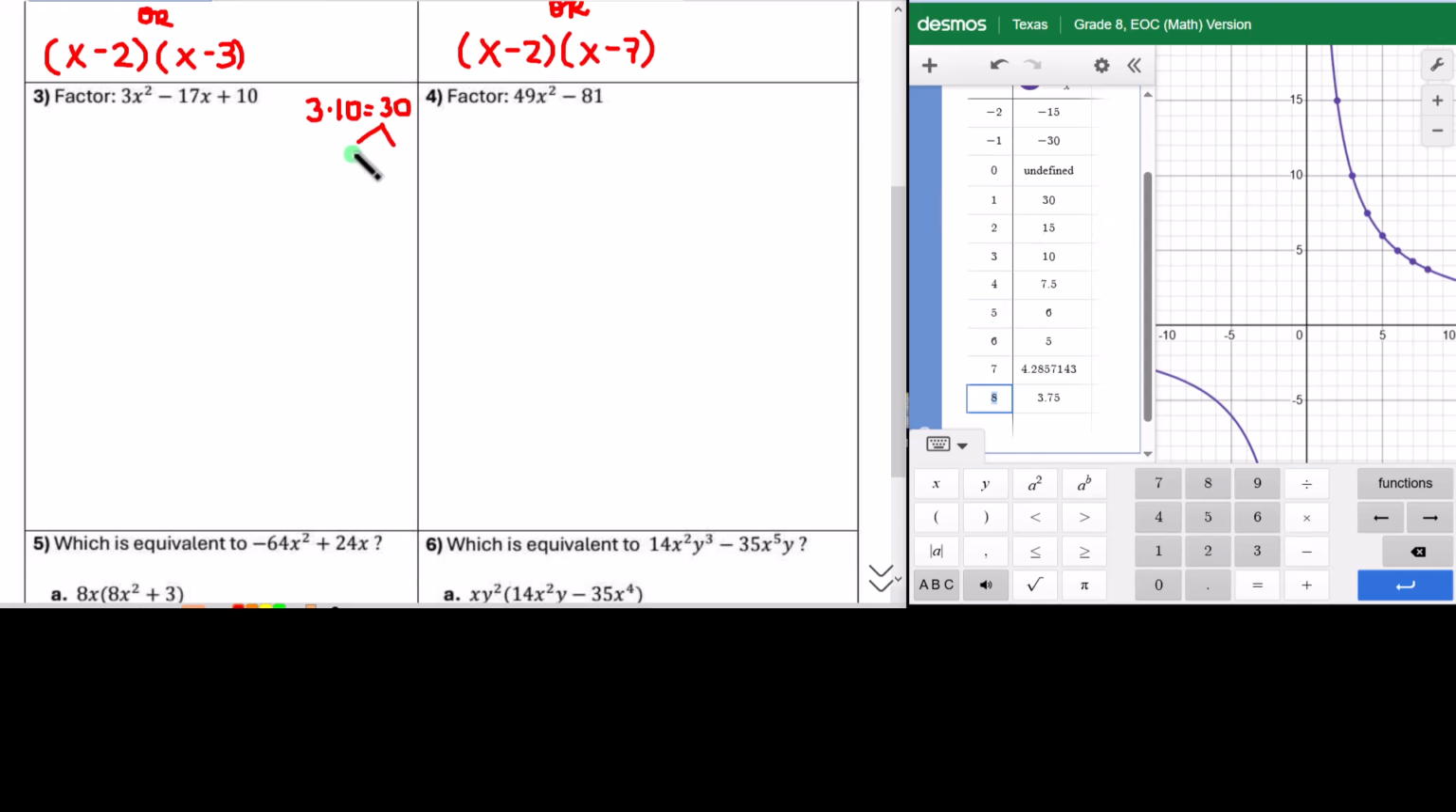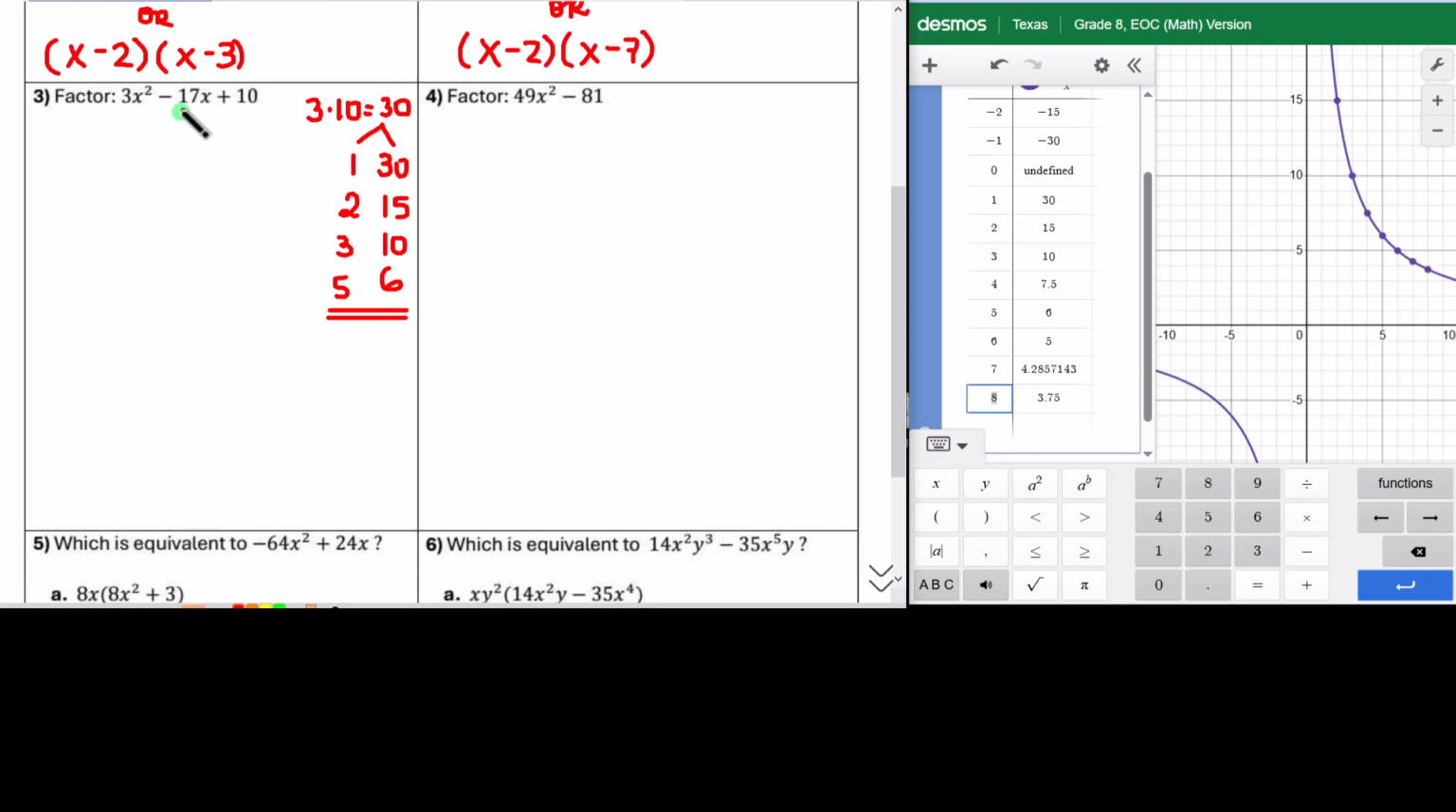So the first set of numbers is 1 and 30, 2 and 15, 3 and 10. 4 doesn't work because, as you can see, 4 is a decimal. So we go on to 5. So 5 and 6. And the next number on the list is 6 and 5, but 6 is already part of the list, so I know I have come to the end of my list.